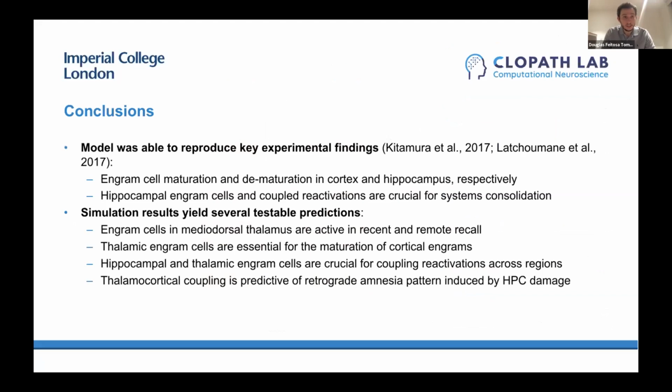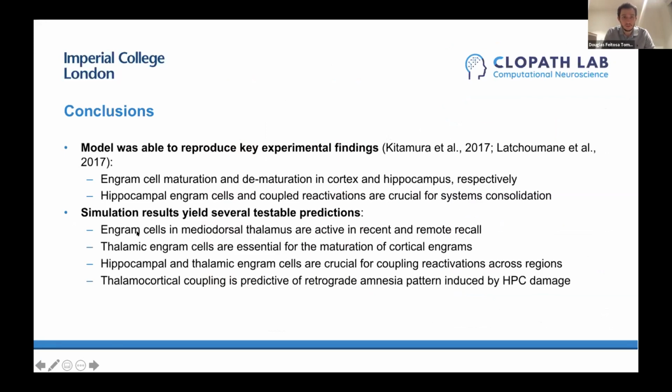And then finally, to conclude, the model was able to reproduce some key experimental findings in the literature of engram cells, specifically engram cell maturation in cortex and dematuration in hippocampus, and the fact that in hippocampal engram cells, the coupled reactivations are necessary for proper systems consolidation.